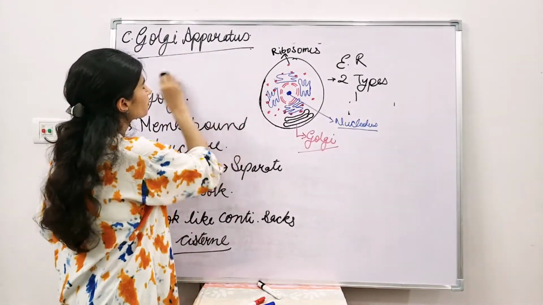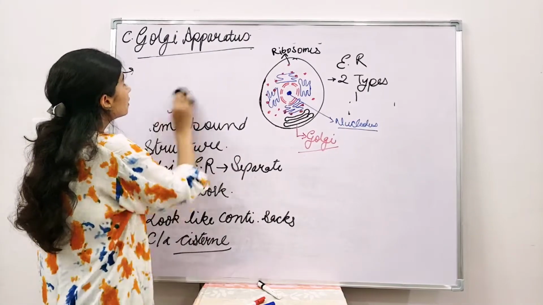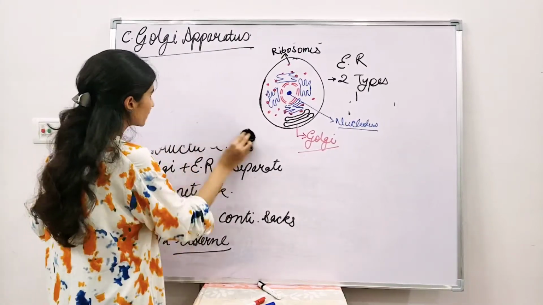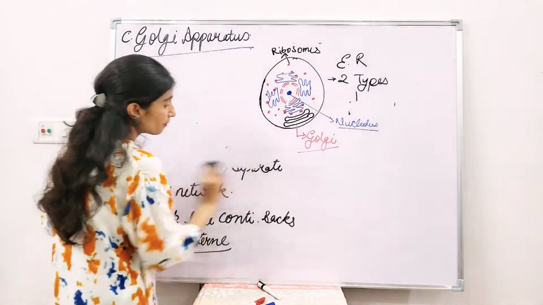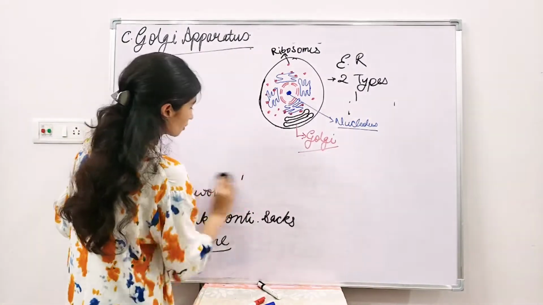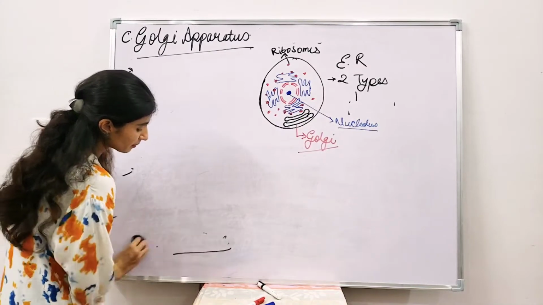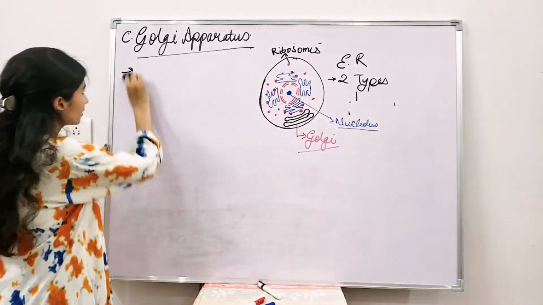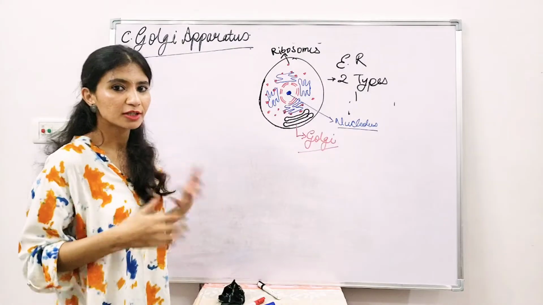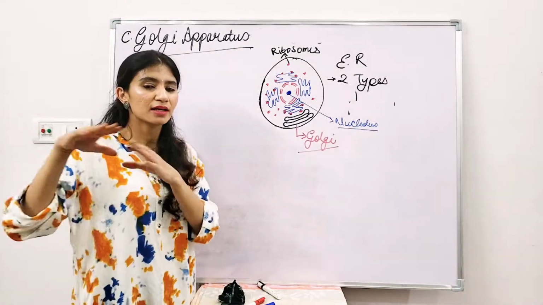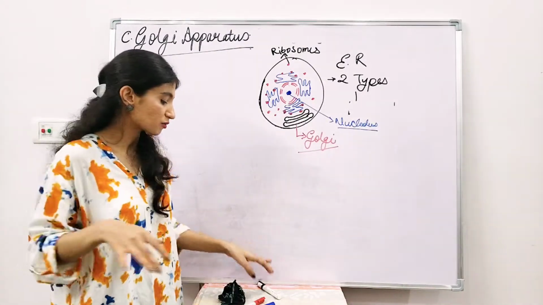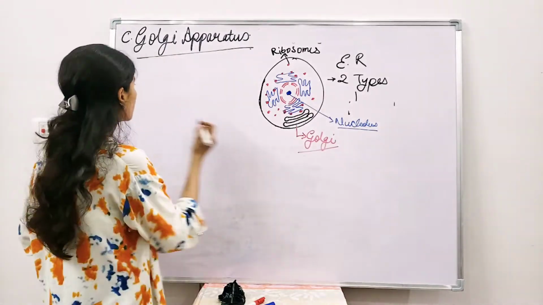The Golgi is so important because, as we have discussed just now, there are things that are made by the endoplasmic reticulum. But what about their transportation? Whenever we make something, that thing needs to be packed, modified if we need to modify it, and then dispatched to different parts of the cell. So what does the Golgi do?